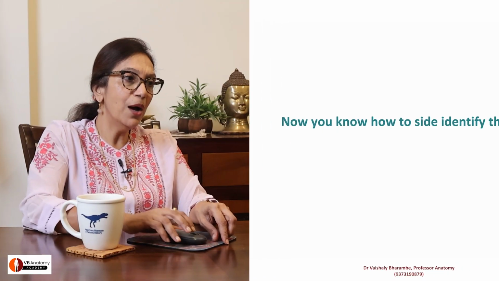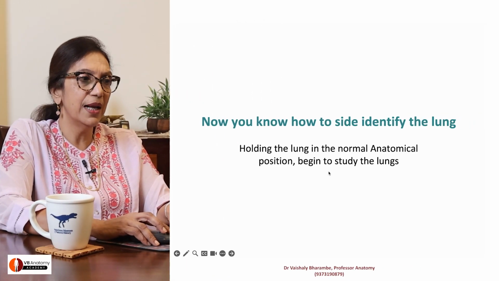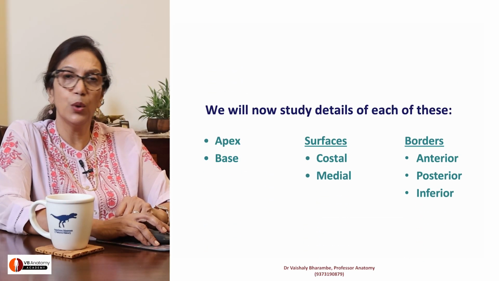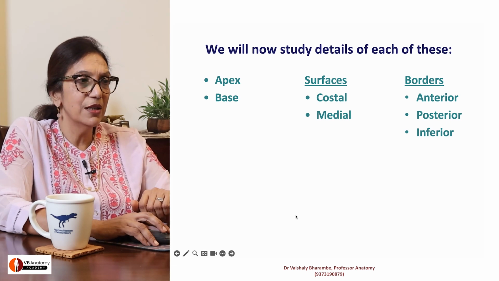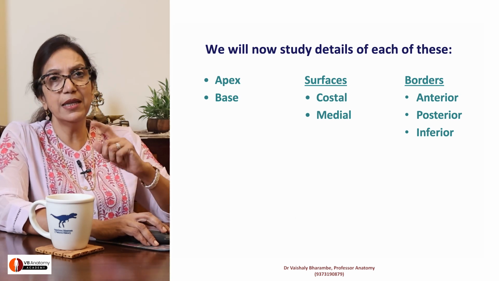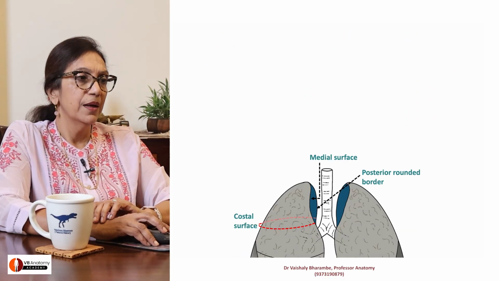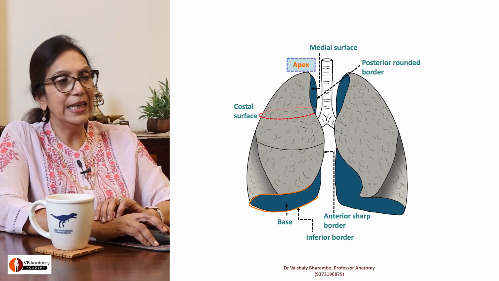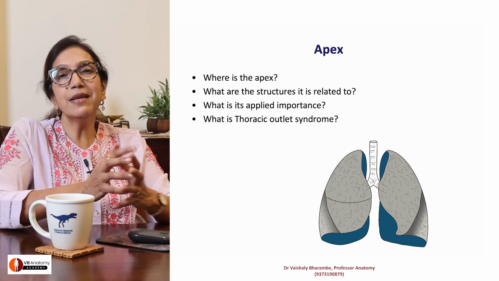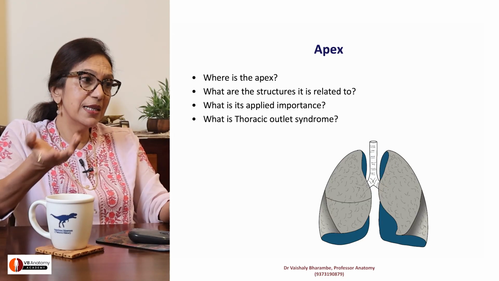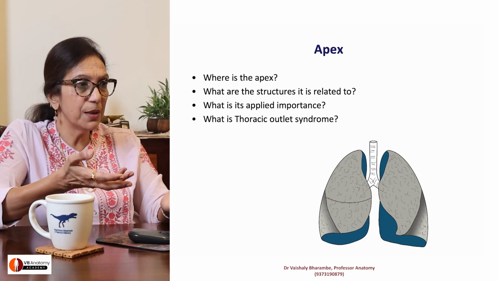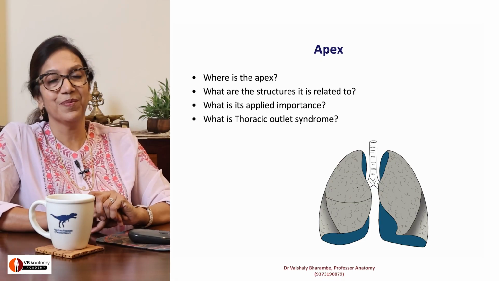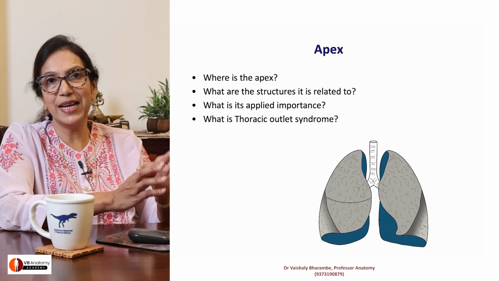Okay? Come. So now that you know how to side identify the lung, hold the lung in its normal anatomical position and let's study the lung. Apex, base, surfaces costal and medial, borders anterior, posterior, inferior. Clear? So this is what we have studied. Here is the apex of the lung. So we're going to ask ourselves some important questions. Where is the apex? What are the structures related to the apex? What is the applied importance? And what is thoracic outlet syndrome? Okay, so these are the questions we are going to try and answer now.